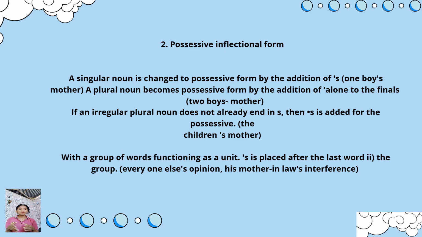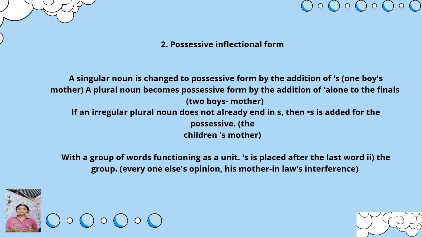And the next is the possessive inflectional form. A singular noun is changed to possessive form by the addition of apostrophe s, like one boy's mother. A plural noun becomes possessive form by the addition of the apostrophe alone to the final s, like two boys' mothers.